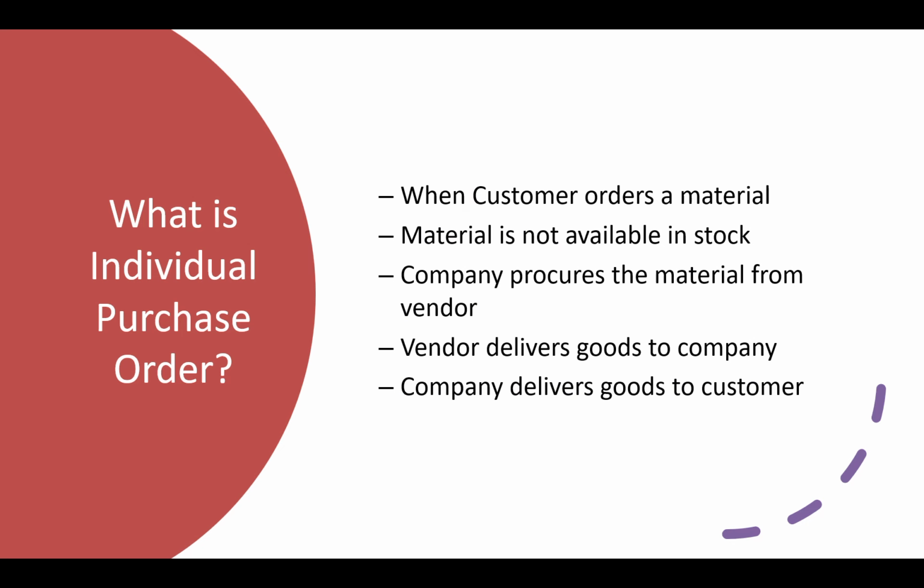Let's get into today's topic. First, we will try to understand what an individual purchase order is. When the customer places an order and the material is not available in stock, the company procures the material from the vendor, and that vendor delivers goods to the company, and the company delivers goods to the customer.